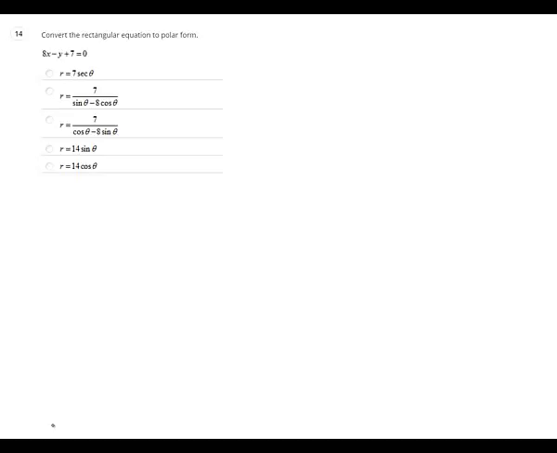Alright. Number 14. We have to convert that one to polar. So we've got that. I'm gonna rearrange it just a little bit. We have 8x minus y equals -7, right? Convert the rectangular equation to polar form. All I did was move the 7 over. I haven't done anything yet because I don't remember how to do it, so I gotta think about it for a minute. Let me see if I can find one like it.